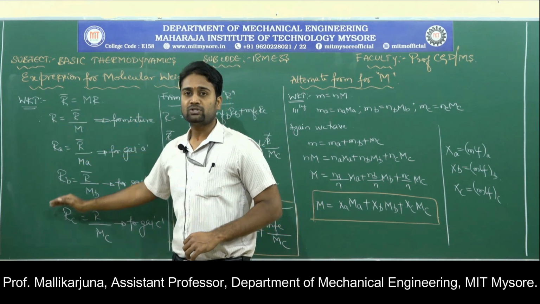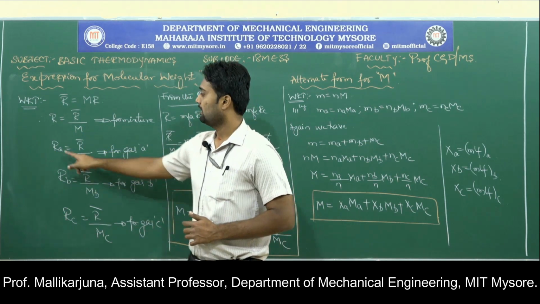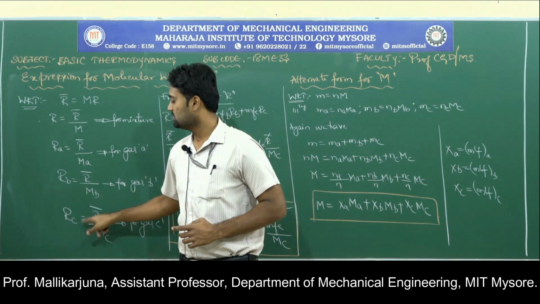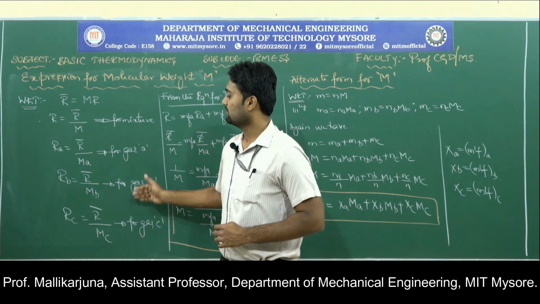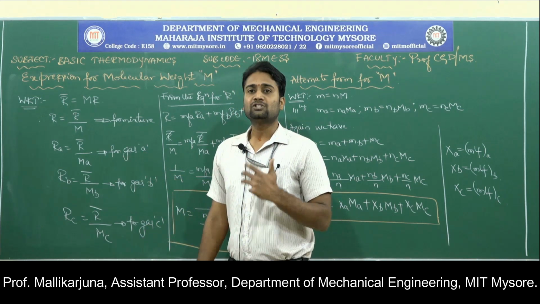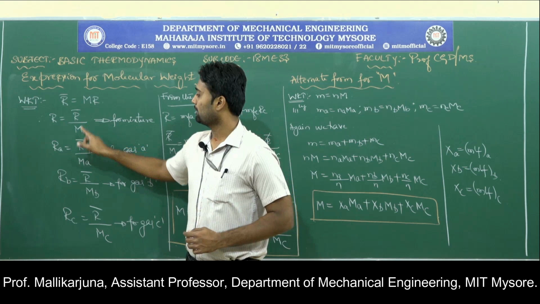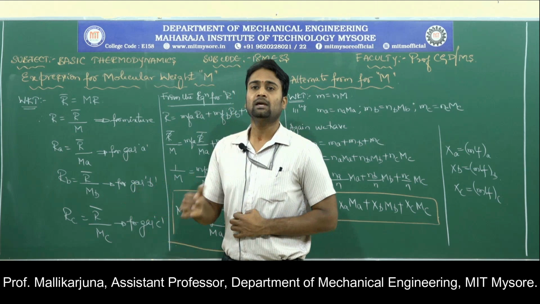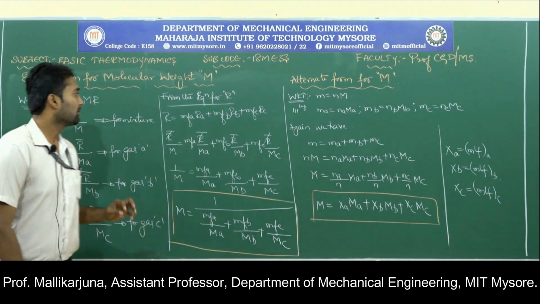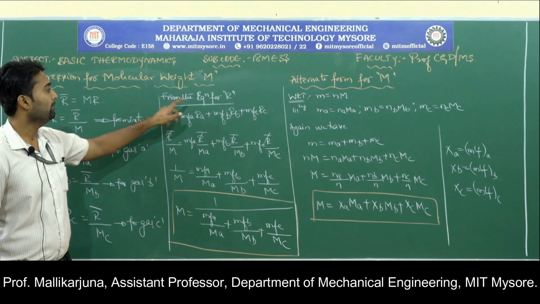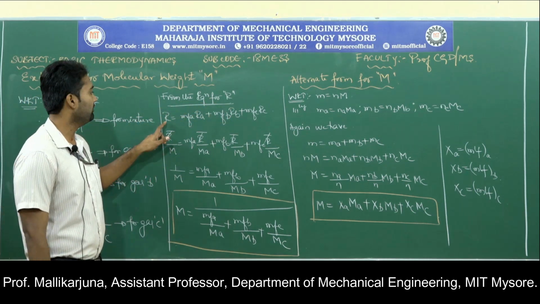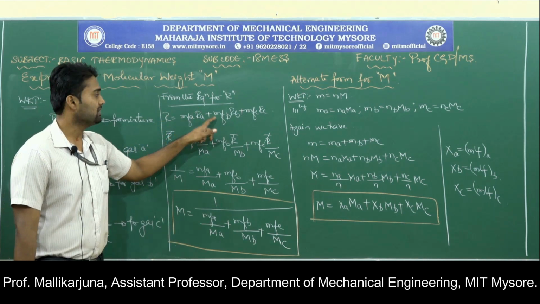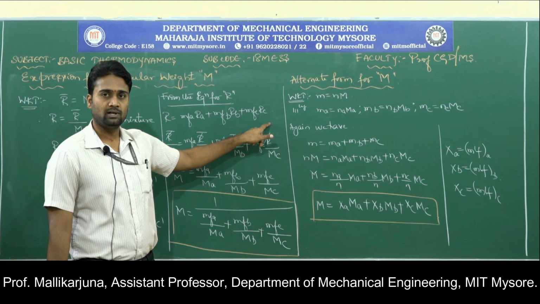Next, I will write the same equation for individual constituent gases. RA is equal to R bar by MA, RB is equal to R bar divided by MB, RC is equal to R bar divided by MC. These are the equations for constituent gases. So R bar is the universal gas constant, which will not change even for the mixture or for the individual constituent gases. Now from the previous equation that we have derived, I have the equation for R for the mixture: R is equal to MFA times RA plus MFB times RB plus MFC times RC.